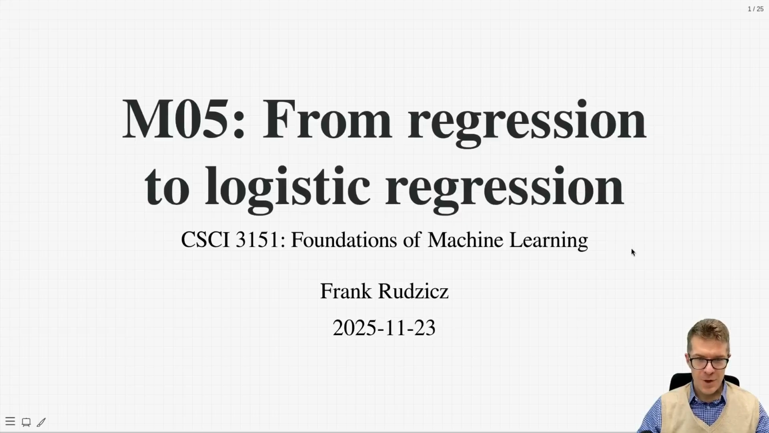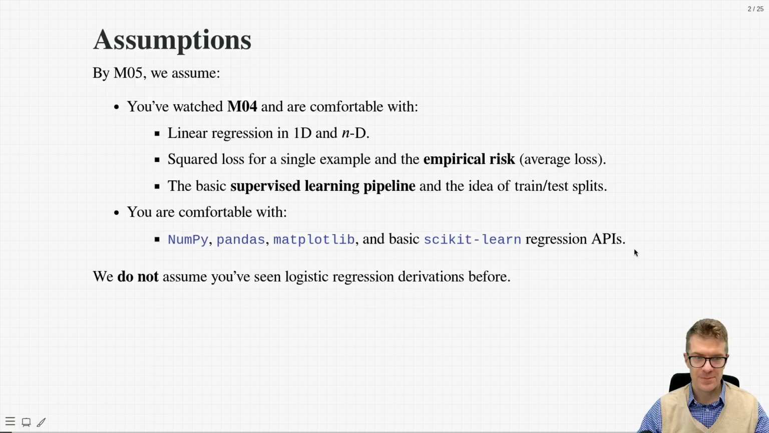Hello, welcome to Module 5 of Foundations of Machine Learning. Today we're going to talk about regression and move from linear regression to logistic regression.